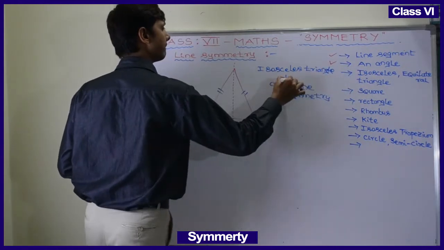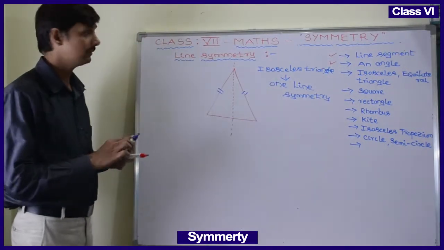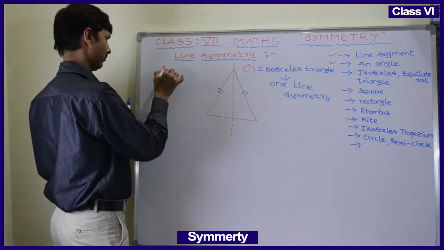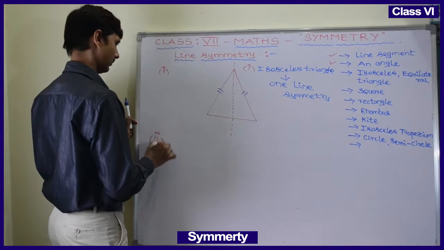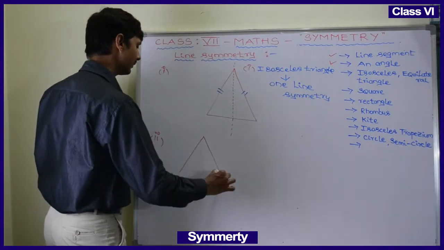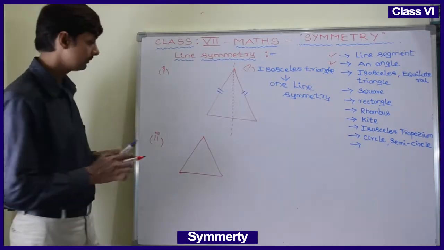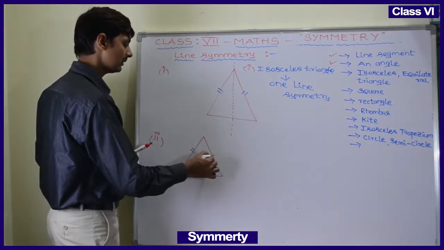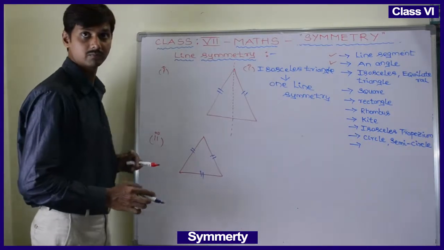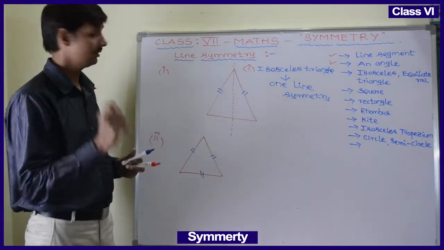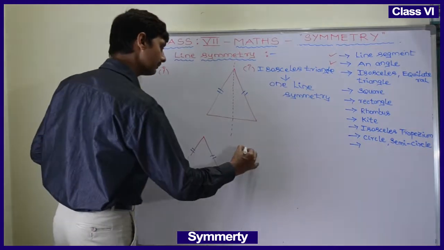Now let's take an equilateral triangle. We have learnt in triangles that in an equilateral triangle all the three sides are equal. So let's see here. A triangle has three vertices, and this is an equilateral triangle.